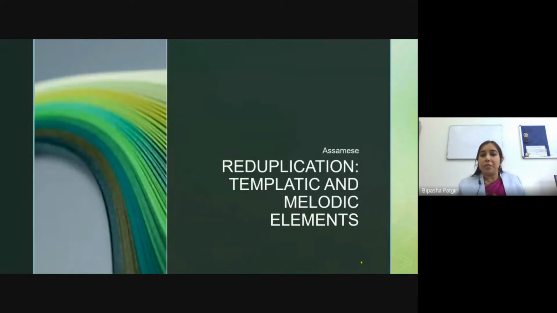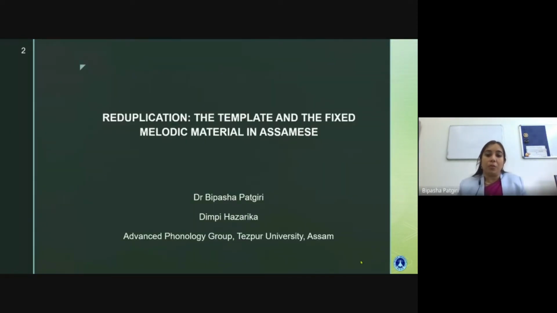Yeah, so as you can see on the screen, we are going to talk about the patterns of reduplication. We'll be emphasizing the templatic elements and what happens with the phonological features. Both of us are part of the advanced phonology group and the title of the paper is Reduplication, the Template and the Fixed Melodic Material in Assamese. So we'll be talking about these two aspects with regard to examples seen in Assamese reduplication.